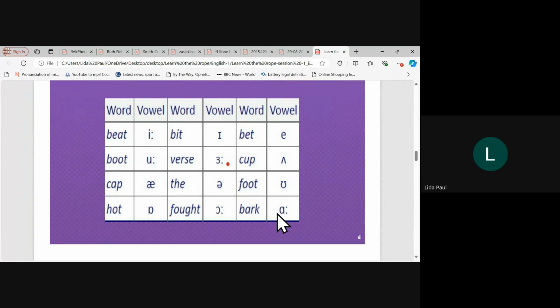And then the last one is ah, which is a back vowel again. Bark. Okay, bug. I'll tell you something more about this sound r, as you see here in the word bark, a little later after we have finished talking about consonants.